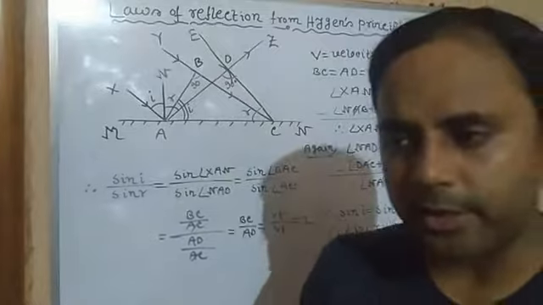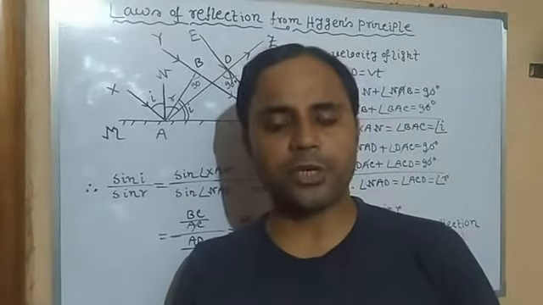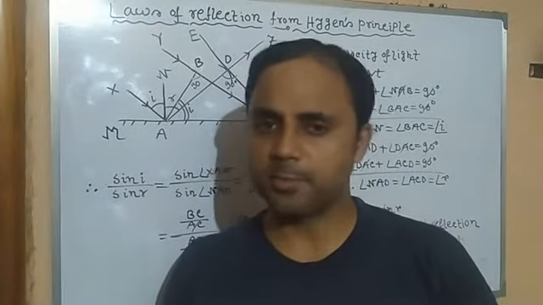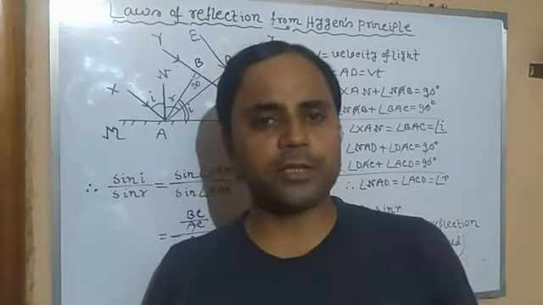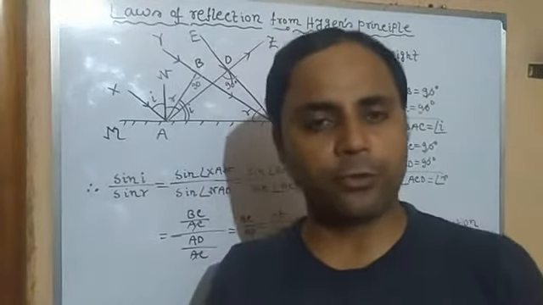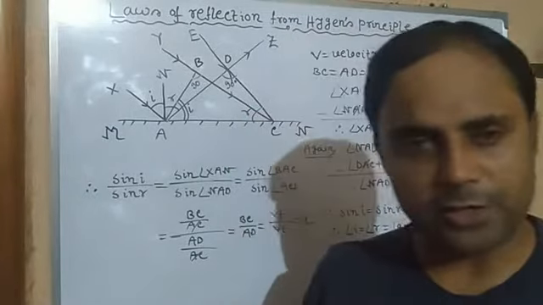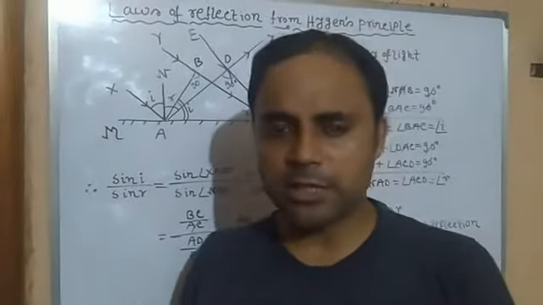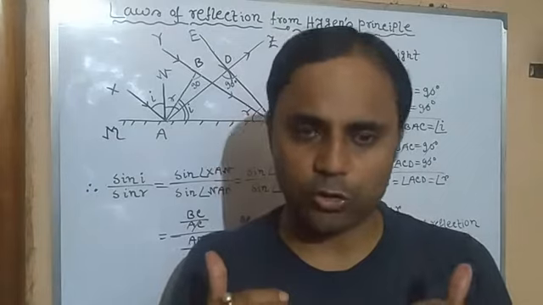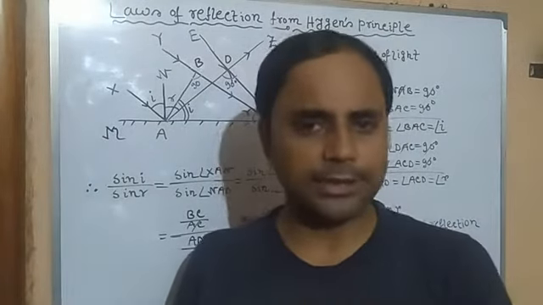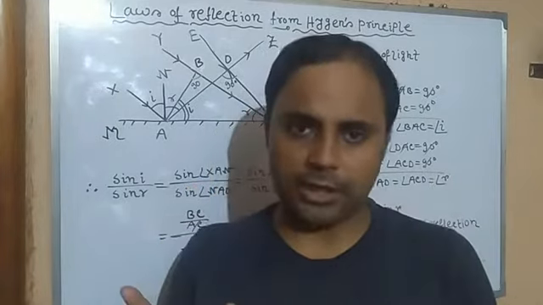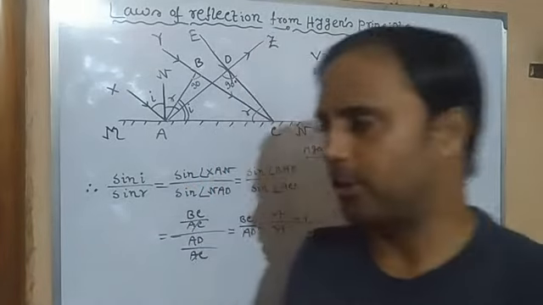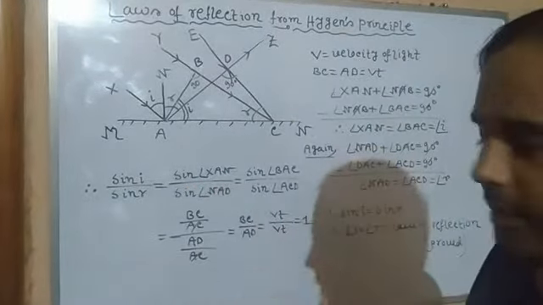So now we will see how the laws of reflection can be obtained from Huygens principle. Actually, both the laws of reflection and diffraction can be obtained from Huygens principle. But first of all, we will see using Huygens principle how we can get the laws of reflection, and later we will see how the laws of diffraction can be obtained. So first of all, laws of reflection from Huygens principle.